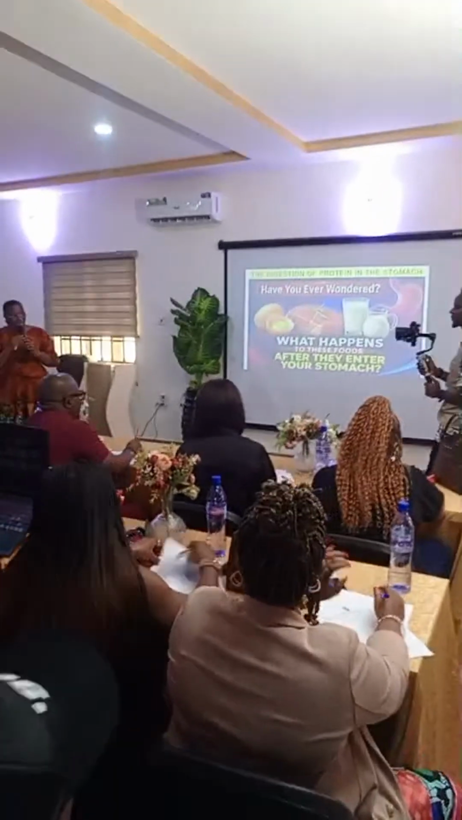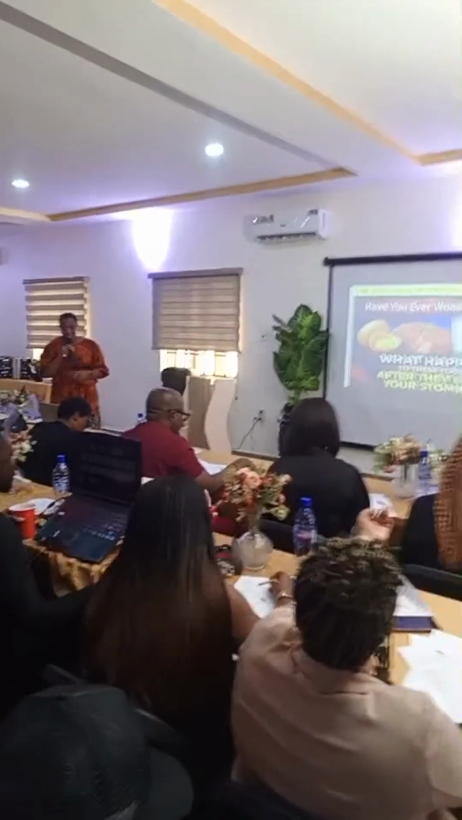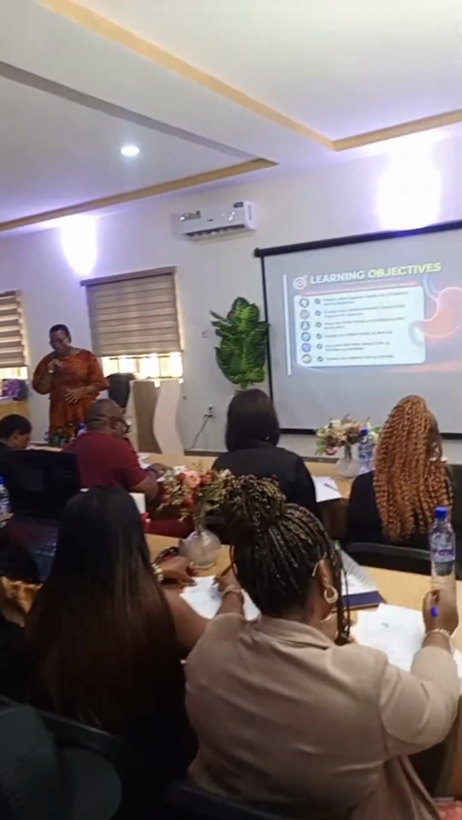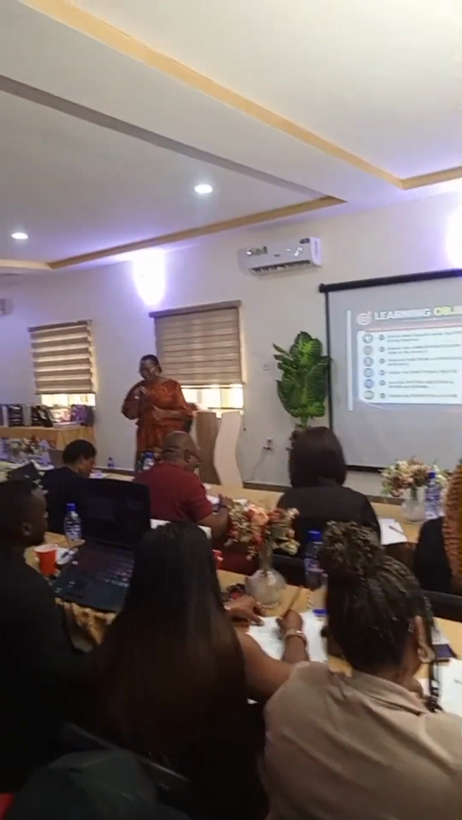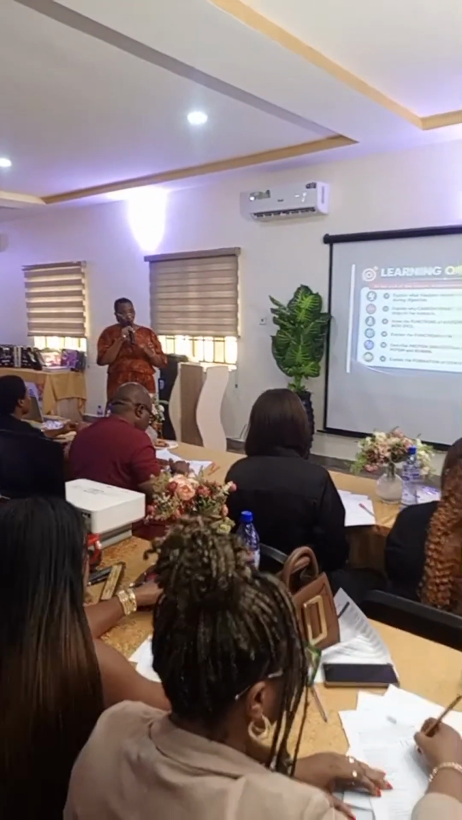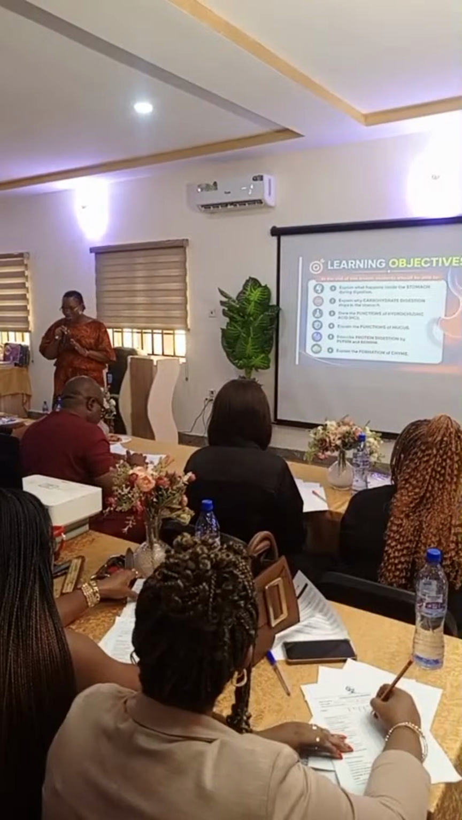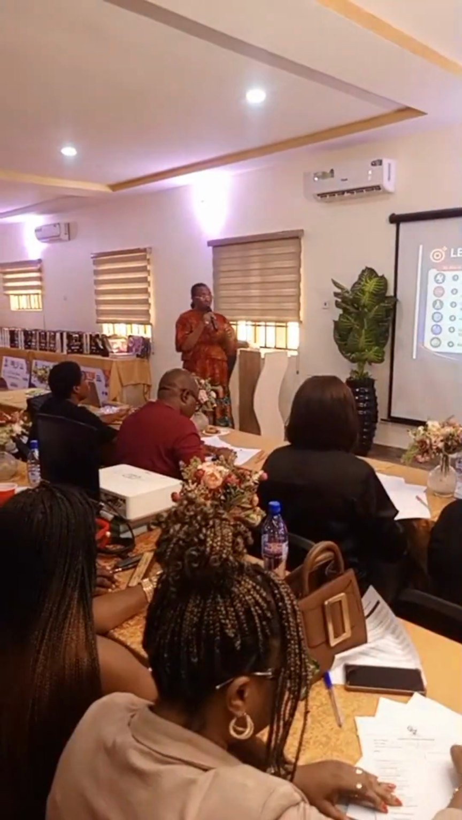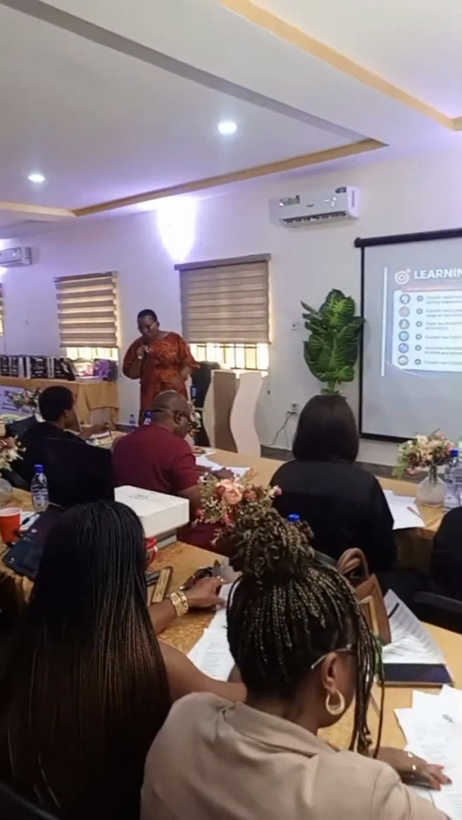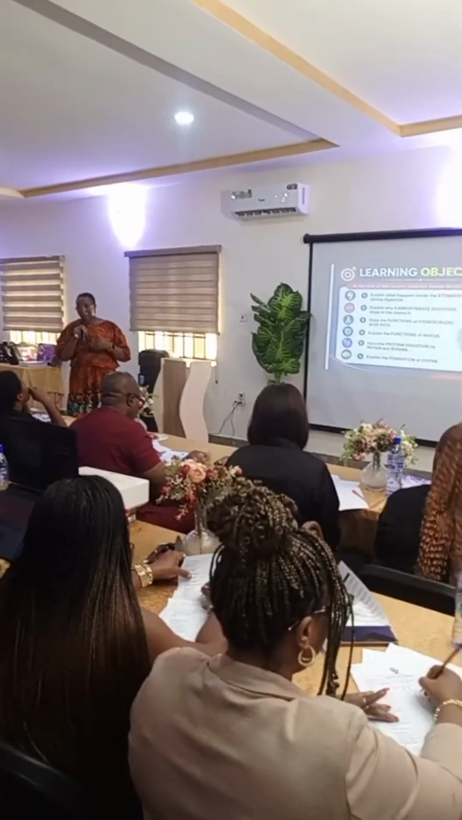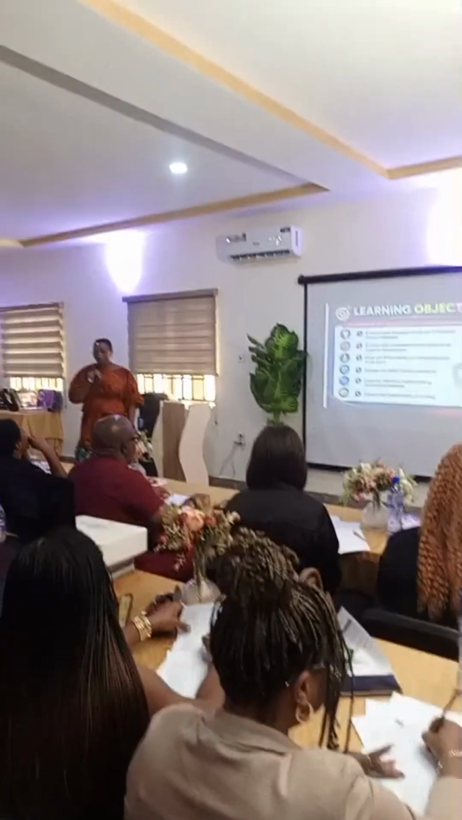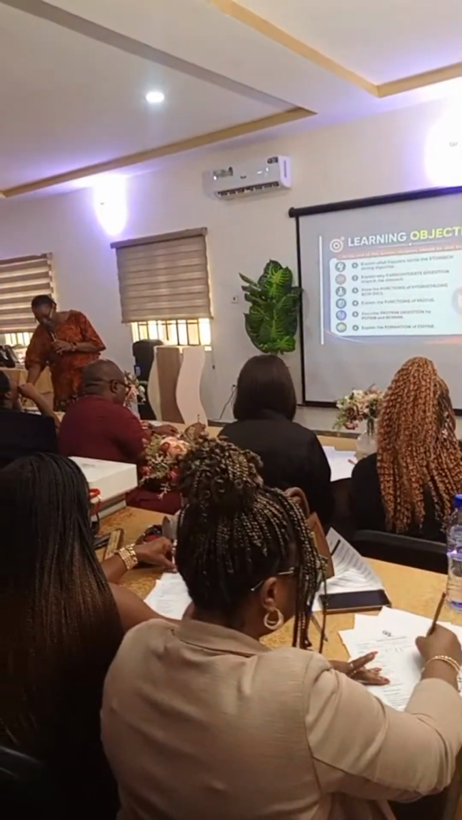Alright, let's quickly go to our learning objectives. Today in this class, please pay attention because you're going to learn a number of things. Number one, you're going to be able to explain what happens inside your stomach during digestion. You're also going to be able to explain why carbohydrate digestion stops in the stomach. You will be able to state the functions of hydrochloric acid. You will be able to explain the functions of mucus in the stomach. You will be able to describe the protein digestion by pepsin and renin. And you will be able to explain the formation of chyme.